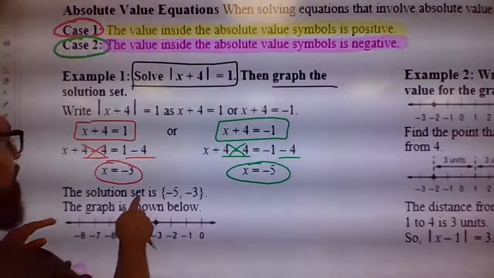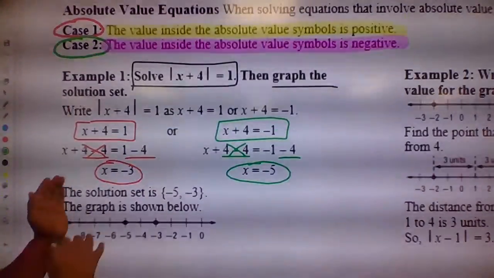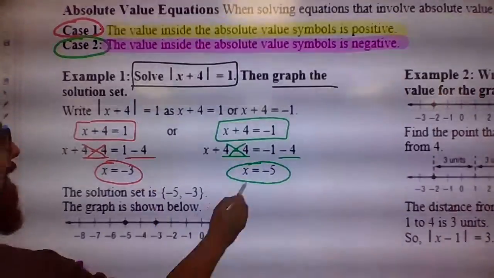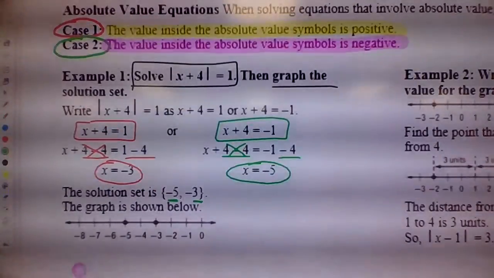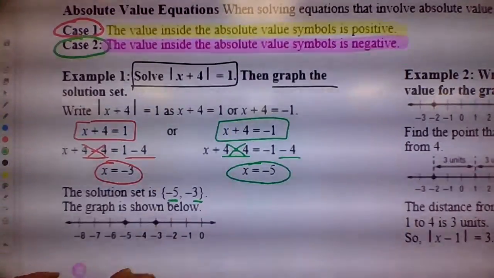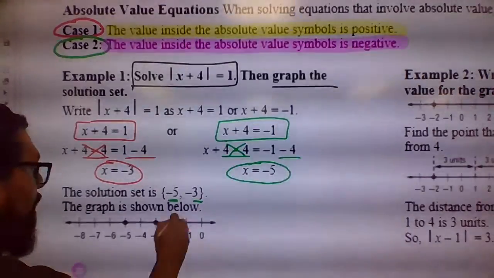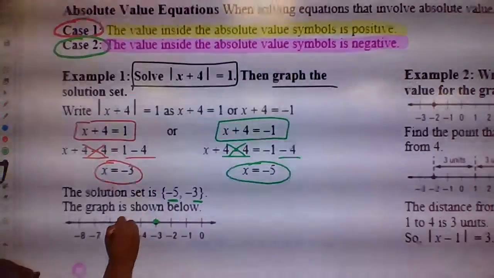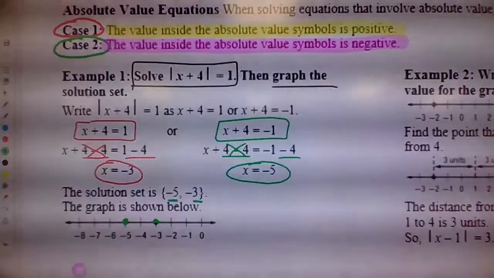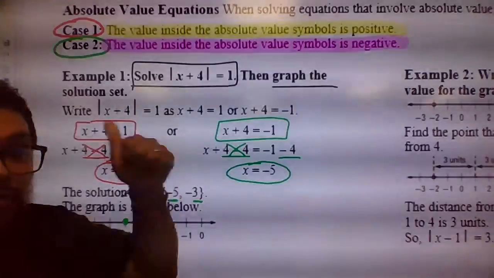Now, the solution set is negative 5, negative 3. So there's a lower and an upper bound, okay? So the lowest x is going to be negative 5. The highest x is going to be negative 3. So we're going to go ahead and graph it on here. The way we graph it is we draw our line. We already did that. And then you're going to go ahead and mark it. Since it does equal, you're going to mark the dot here, negative 3, and then the dot here, negative 5. Okay? So these two make this equation true.